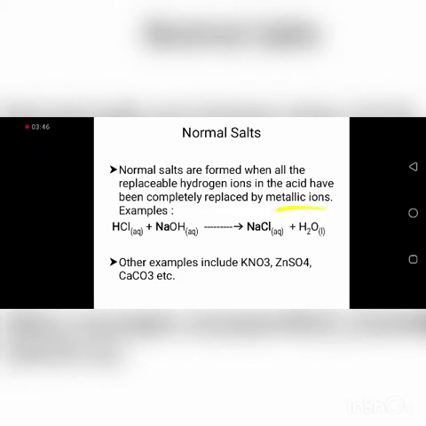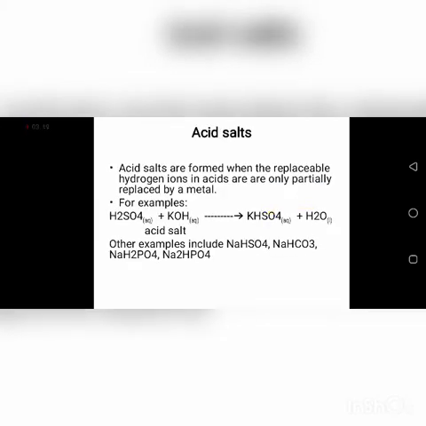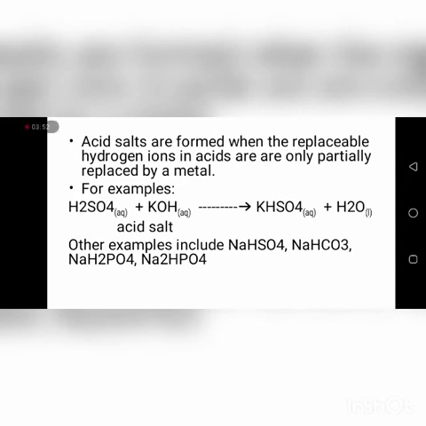So now look at the second type of salt. We call it acid salt. Acid salts are formed when the replaceable hydrogen ions in the acid are only partially replaced by metal. So if all the hydrogen in the acid has not been replaced, but only partially replaced by metal, the term is acid salt. We are still having some hydrogen in the compound that is formed. This can only be formed from dibasic, tribasic acids, and so on. Acid salt cannot be formed from a monobasic acid that only has one hydrogen. It can only be formed with acids that have two or more hydrogens.